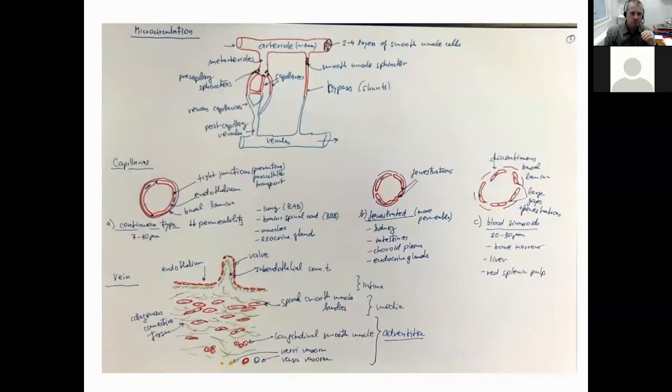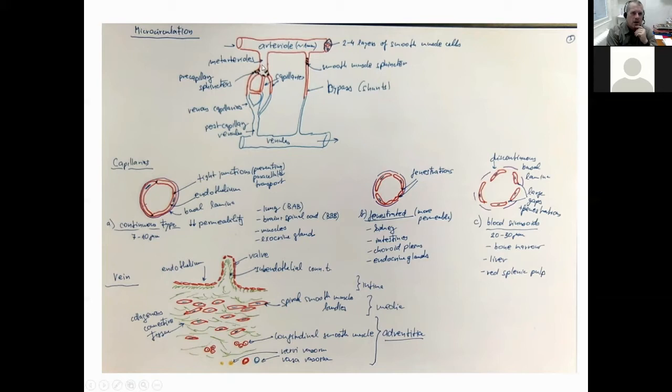Then we are entering microcirculation, because arteries are branching into arterioles that can have 2, 4, 6 layers of smooth muscle cells. So they are very efficient in vasoconstriction or vasodilation, because we have thousands and thousands of arterioles in the human body. The overall number is really large. Together, they are really essential for affecting the blood pressure, right?